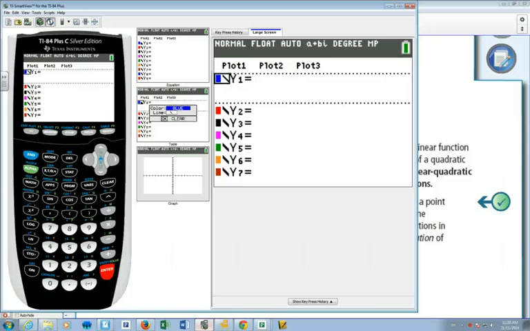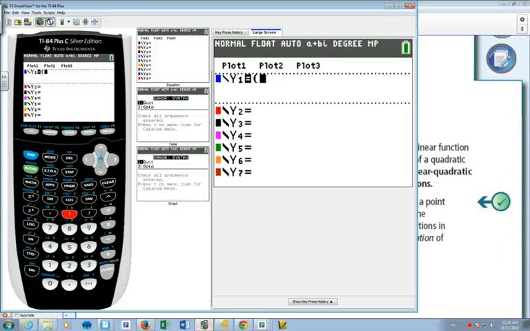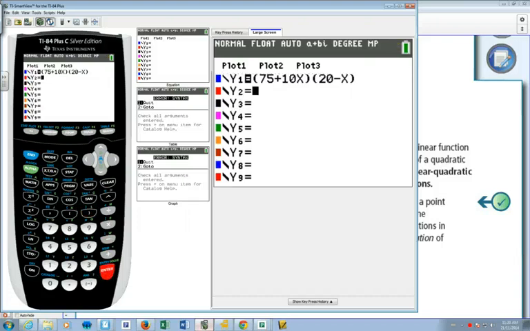Okay, so bracket. We're not shading it all in this one. We're just going to graph the lines. So we got 75 plus 10x, 75 plus 10x, and 20 minus x. That's our one graph, and our second graph is going to be 1,000 plus 75x.